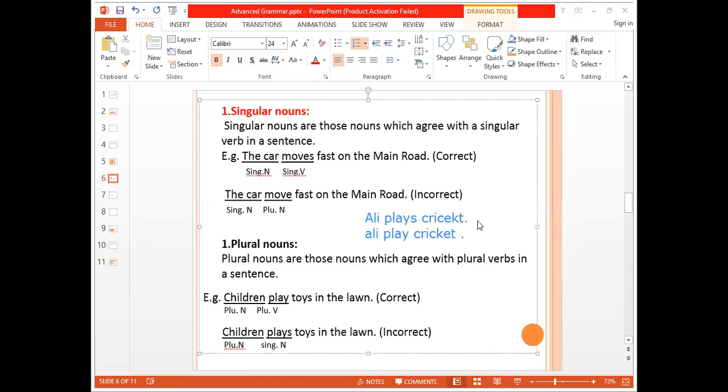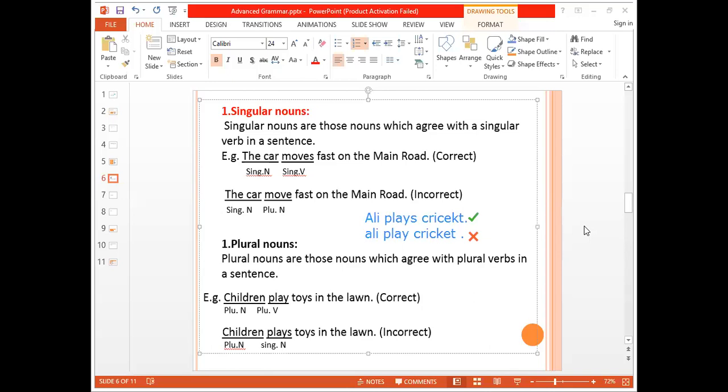So this one is wrong, but the first one, what we studied here, is correct. Why? Because it is followed by a singular word. If it is followed by a singular word, that is right. So a singular noun is followed by a singular verb. This topic you will understand much better when we go to verbs as well. But so far, keep in your mind that singular nouns are those nouns that are followed by a singular word.